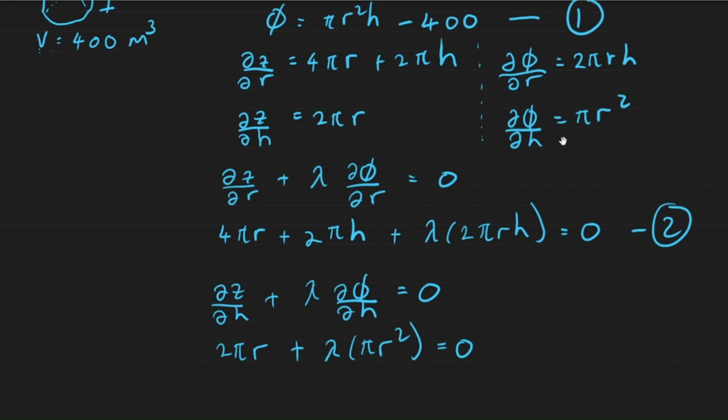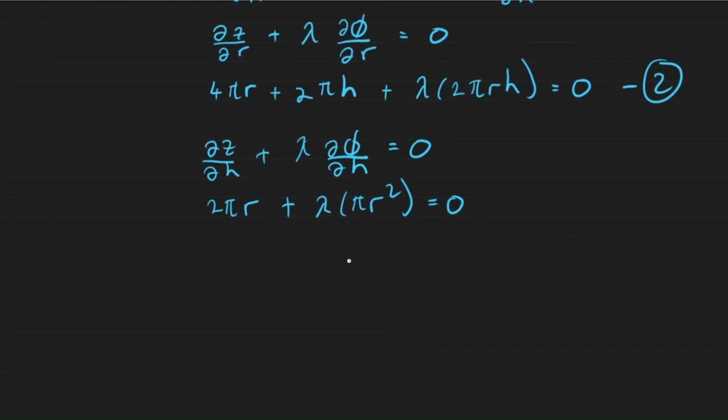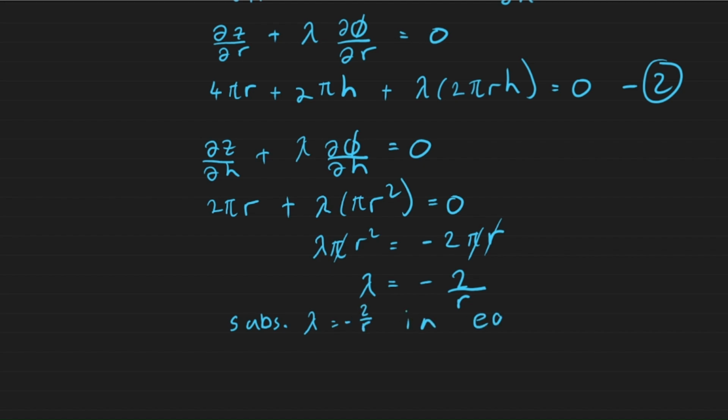So from equation 3, we can simplify that a bit. So we can say that lambda times pi r squared is equal to minus 2 pi r. Then we can cancel some of the variables. We see that lambda is equal to minus 2 over r. So we now substitute lambda equals minus 2 over r in equation 2.